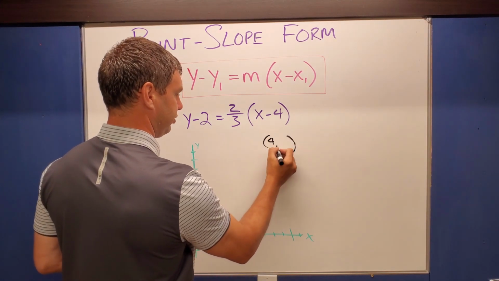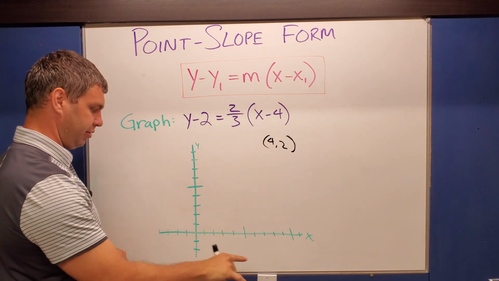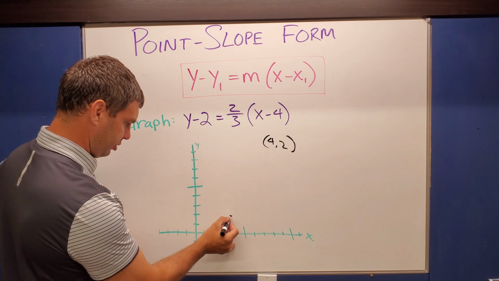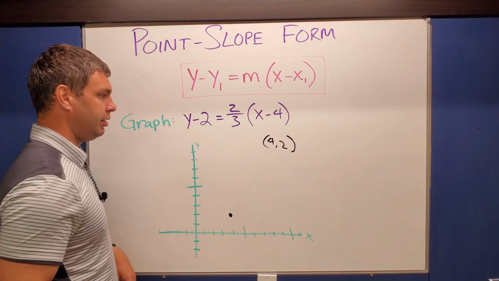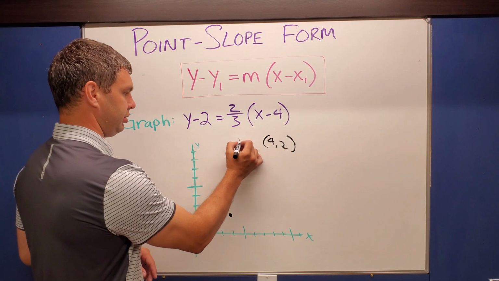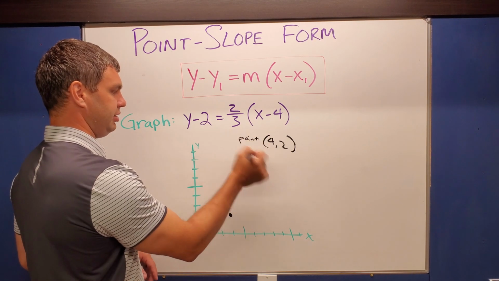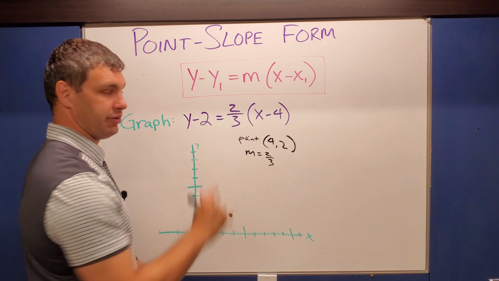So 4, 2 is going to be a point that I plot on my graph. 1, 2, 3, 4, and 1, 2. So about right there. And then the slope, so this was the point. The slope, I'll say m, is going to be just 2/3. That's the number in front of your parentheses.